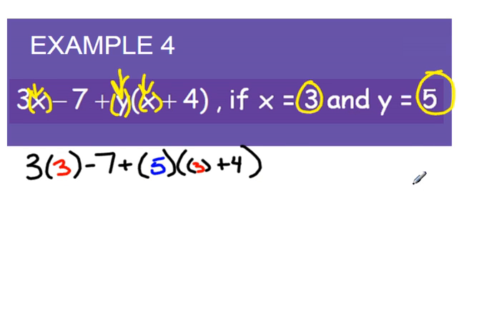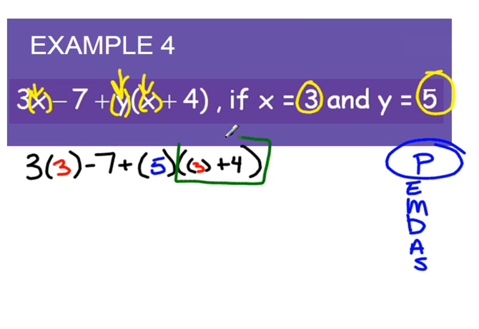So now we can start to simplify using our order of operations, or PEMDAS, which means we need to start with parentheses, where there's actually an operation inside the parentheses, such as right here where we have 3 plus 4. 3 plus 4 is going to give us 7, and then we can bring down the rest of our problem.